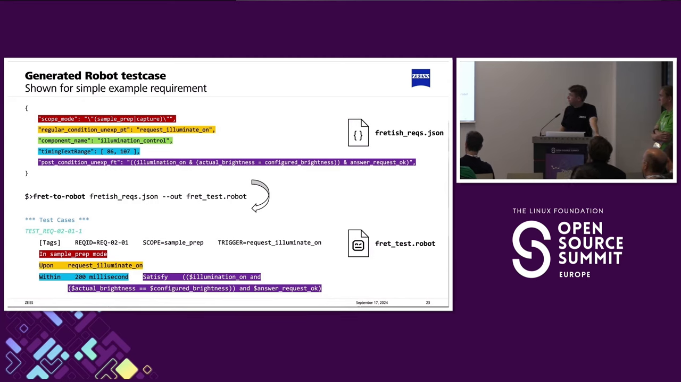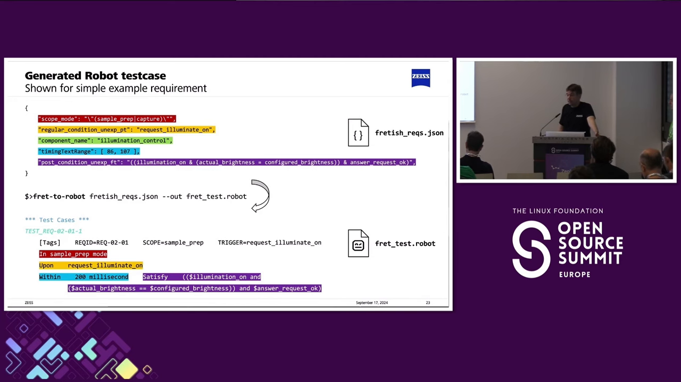So as I mentioned before, we take this JSON file, pass it to our command line tool, tell it the output file name, the robot output file name, and what we get is a test case like this. We have traceability built in with the test case name, also with the tags. And yeah, this is our test case.